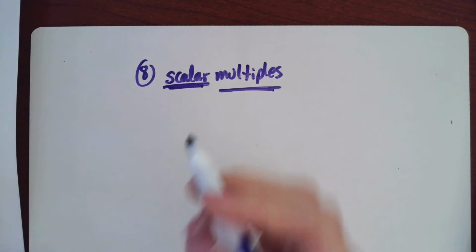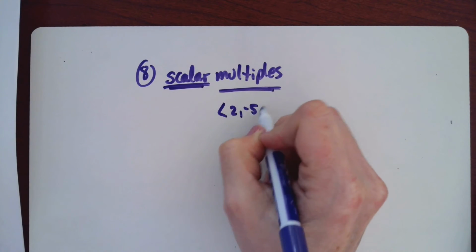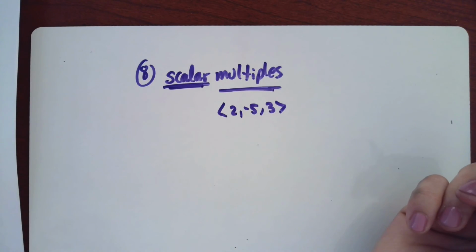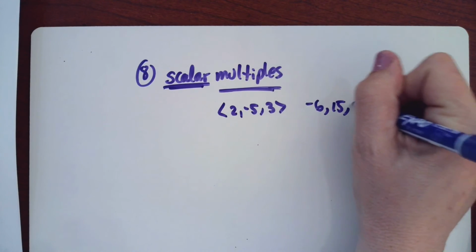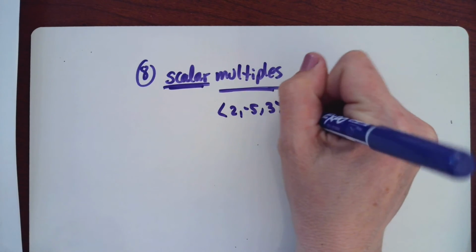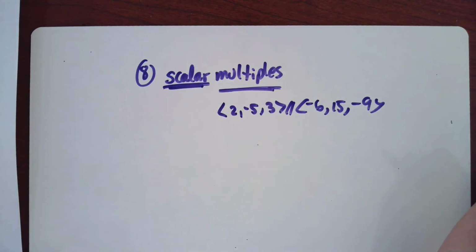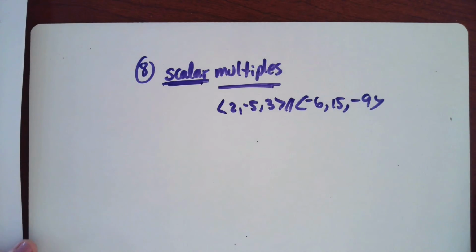So give a vector parallel to 2, negative 5, 3. I don't know, let's multiply it by negative 3. So I'd get negative 6, 15, and negative 9. So these two things would be parallel to each other. Okay. Number 9. Do the following.